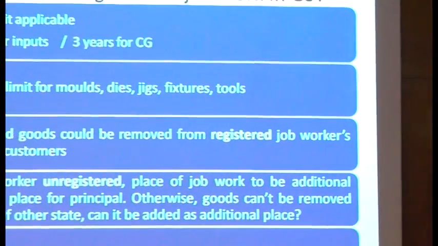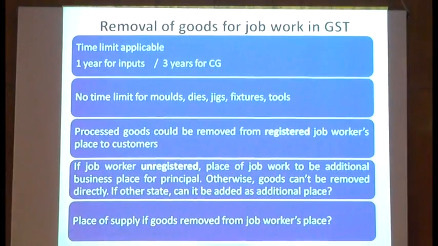Next question is, after processing of goods, can I send these goods back to my customer without receiving them back to my factory? The answer is yes. There is a specific provision which provides for this. However, if the job worker is unregistered, then I cannot send the goods to my customer from the unregistered job worker's place. So if I am planning to send the finished goods from the job worker's place, first I have to see whether the job worker is registered or not. If he is registered, no issue. But if he is not registered, then I should add his place as my additional place of business in my registration certificate.